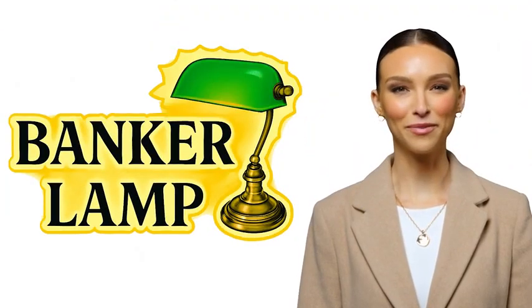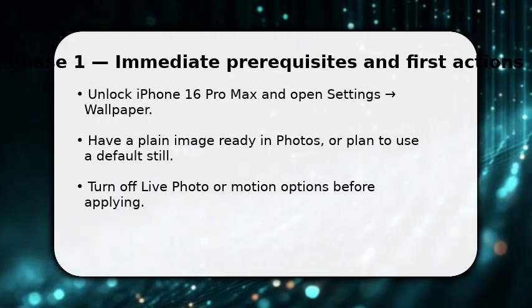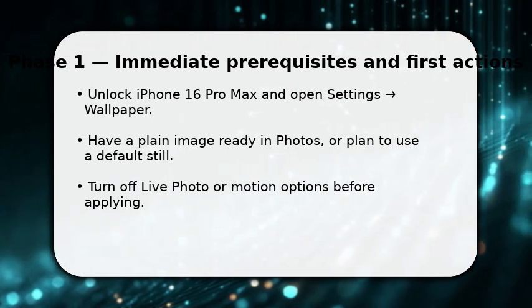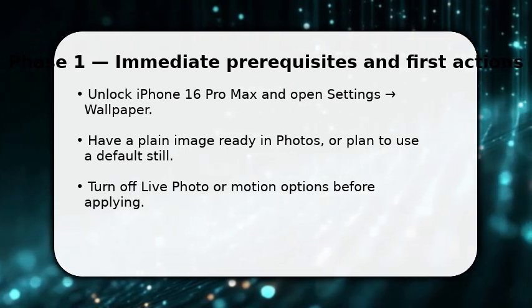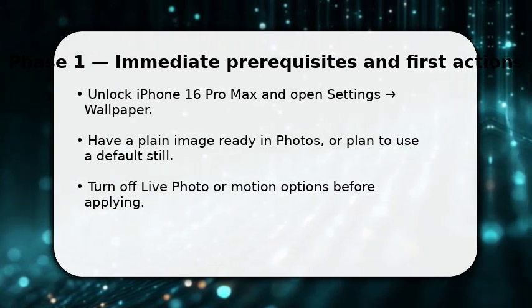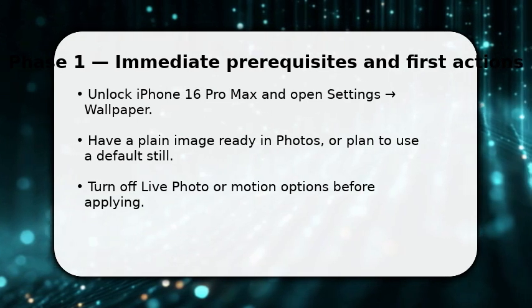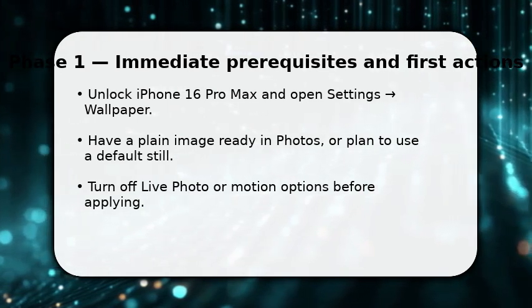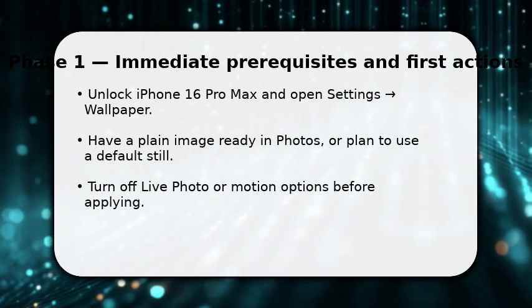Please enjoy the video. You start by unlocking your iPhone 16 Pro Max and opening Settings, then tap Wallpaper to view current lock and home screens. You need a target, either a plain photo in Photos or pick one of Apple's stills. This is how you effectively remove a customized wallpaper.